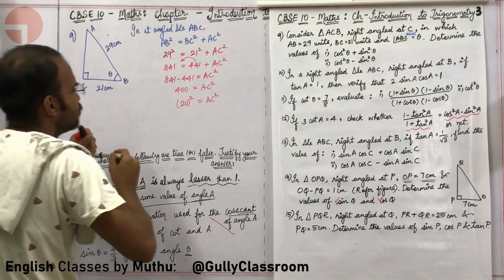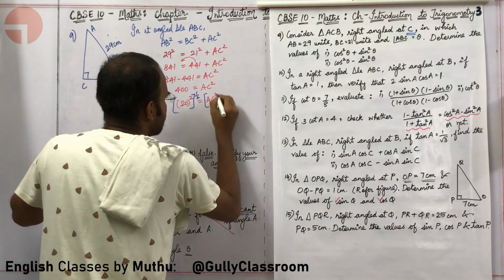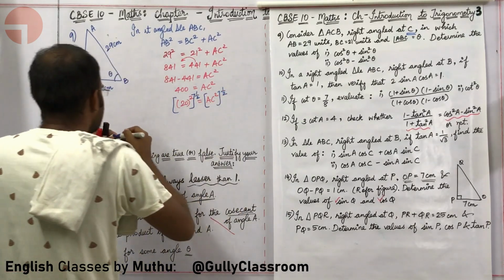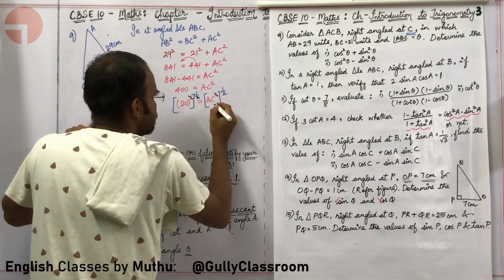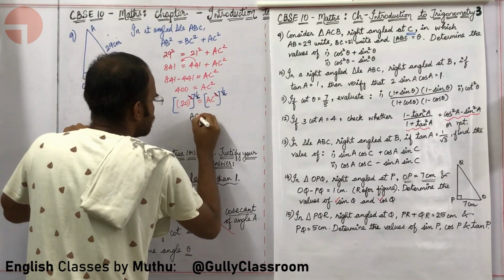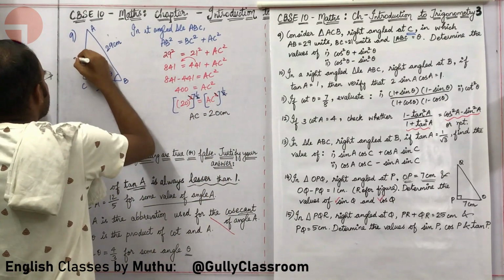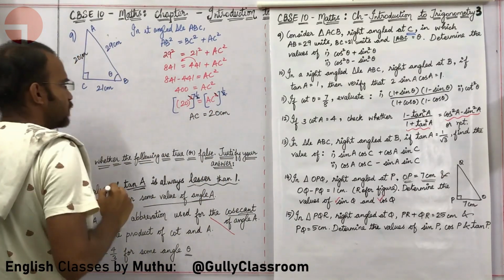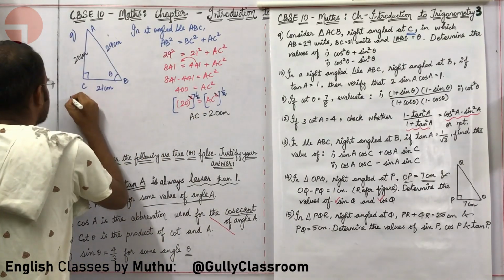If I am going to take root over here, root is nothing but power of half. This square will get cancelled with this 2. AC is nothing but 20 centimeters. Let us mark AC over here, which is 20 centimeters. Fine sir. Now let us go for those particular terms.